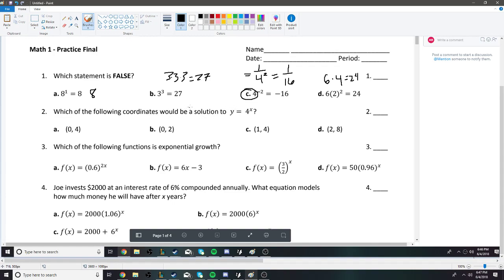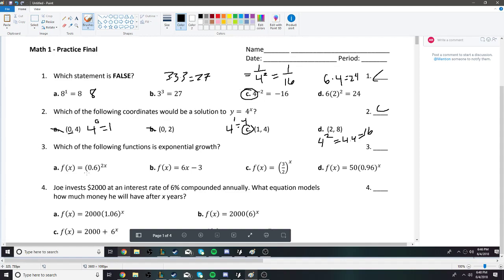Which of the following coordinates would be a solution to 4 to the x? So this says plug 0 into x, and 4 to the 0 power is actually 1. 4 to the 0 power is not 2. 4 to the 1 power is itself 4, so your answer is C. For this one, this would be 4 to the second power, which is 4 times itself, which would be 16 and not 8.